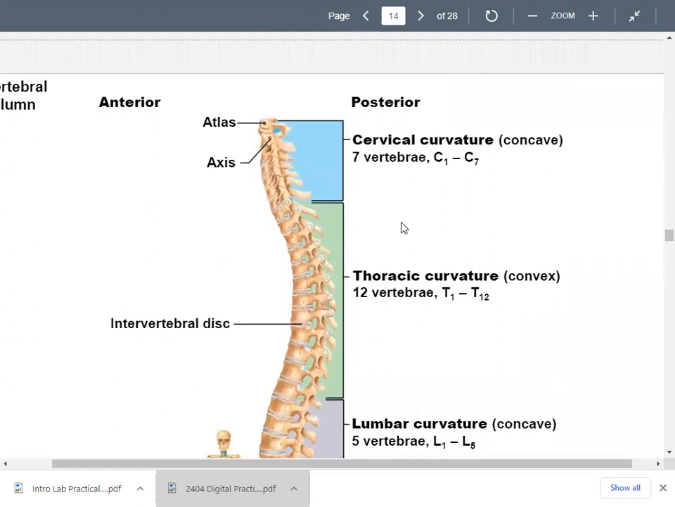Sometimes, I'm not real big on the numbers, but if you want to know the numbers, one way to think about it is like times of the day and eating. You have your breakfast, lunch, and dinner: 7 a.m., 12 noon, 5 p.m. So you could do it that way. 7 cervical vertebrae, 12 thoracic vertebrae, 5 lumbar vertebrae.